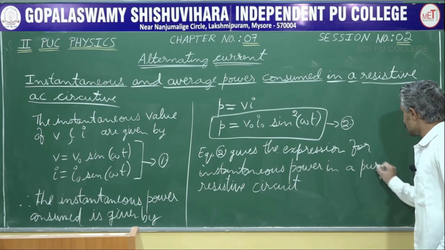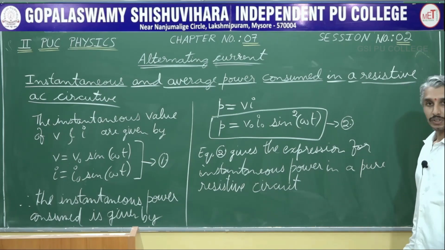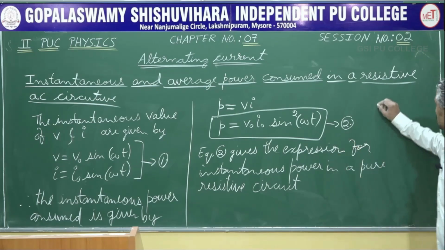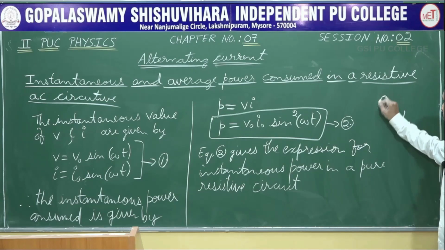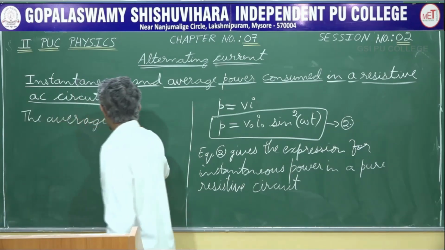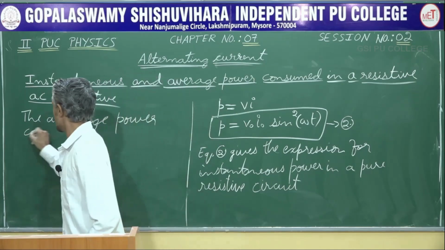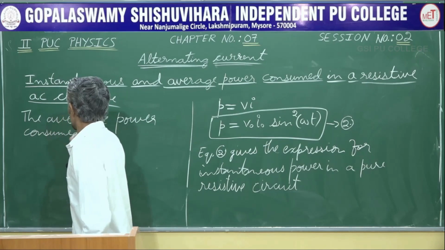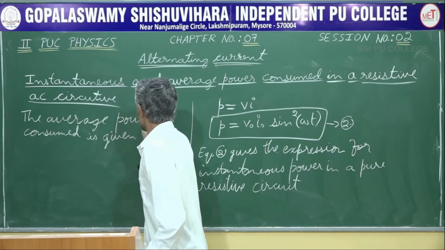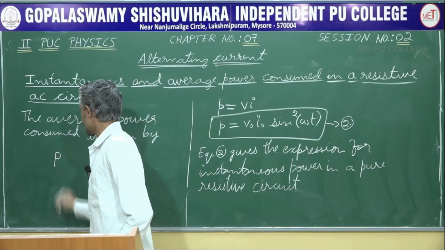I may include as in a pure resistive circuit. What about the average power? This is instantaneous power at a given instant of time. But in one cycle, what is the average power consumed? The average power consumed is given by, I represent the average power as capital P.